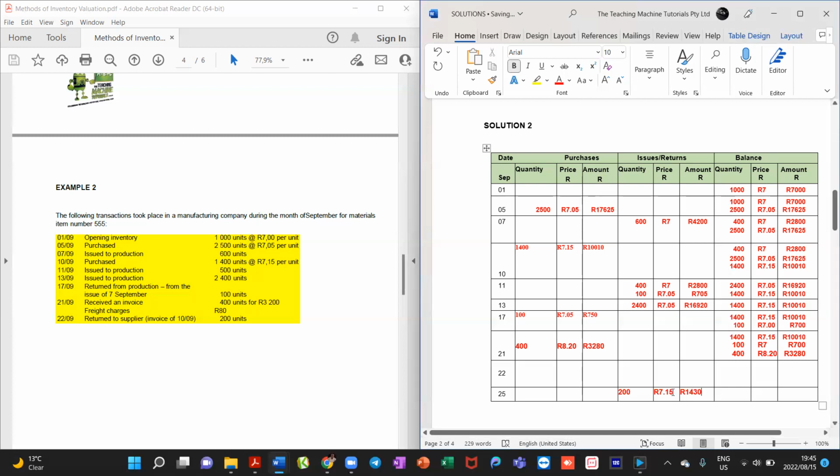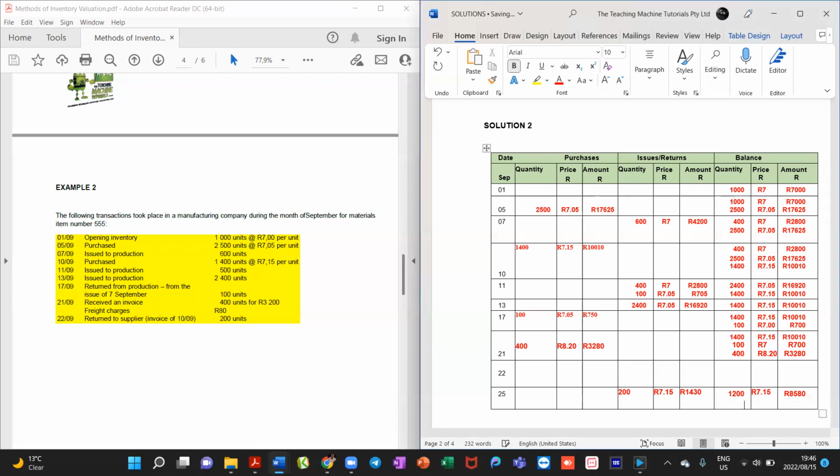1,408. Perfect. So it is safe for me to minus these units from the first batch, because when I look at the first batch, the price is 7.15. So I can say 200 minus 400. All right, so I'm left with 1.2. And then 1.2 times 7.15. How much is 1.2 times 7.15? 8,580. Okay, the second batch remains unchanged.